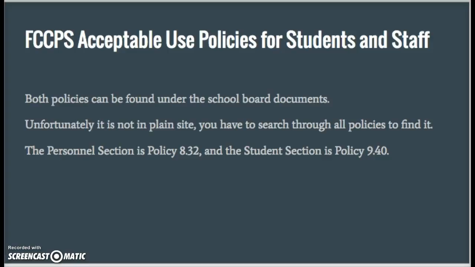Most schools have an acceptable use policy for students and parents as well as staff members. I currently work at Falls Church City Public Schools, and we have a policy for staff members and students. Both policies can be found under the school board documents. Unfortunately, it was not in plain sight for me to find. I had to search through all policies to find them. The personnel section is policy 8.32, and the student section is policy 9.40.